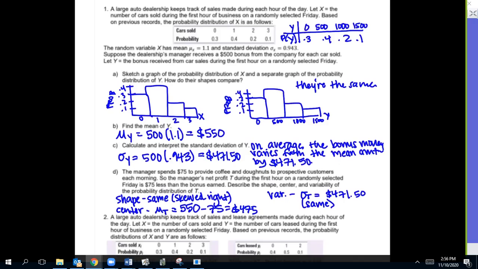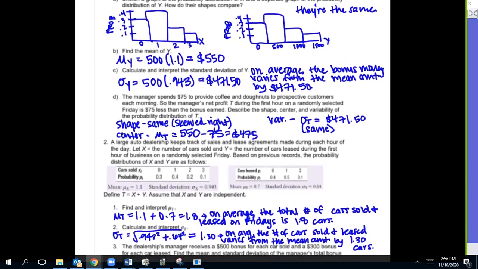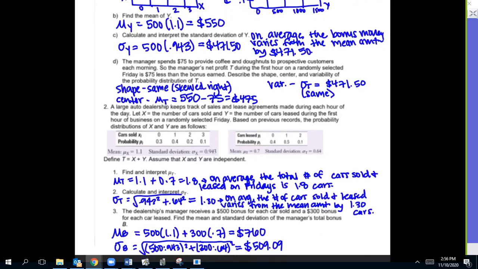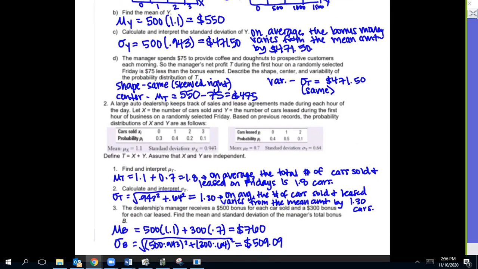Hopefully you saw that. And then on number 2, we were adding the distributions together. So we use those formulas where we add them. For the means, we can just add. For the standard deviations, we have to add the variances instead. So we square them, add them, and then square root that to get back to standard deviation.